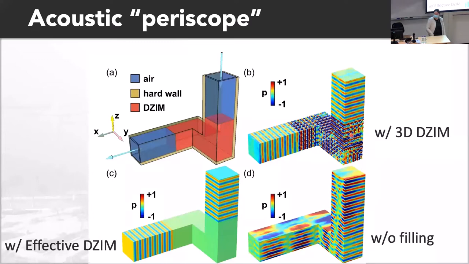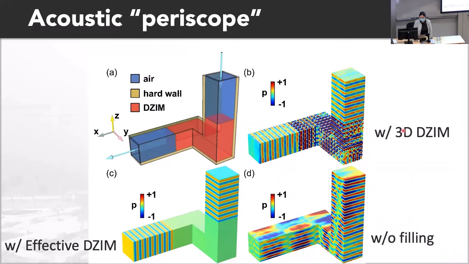So we have this corner-structured waveguide, and this red part indicates the double zero index medium, and the blue indicates the air, and the boundaries of the waveguide are set as hard walls. So the incident wave is coming from the top and then goes through this corner and then goes out.